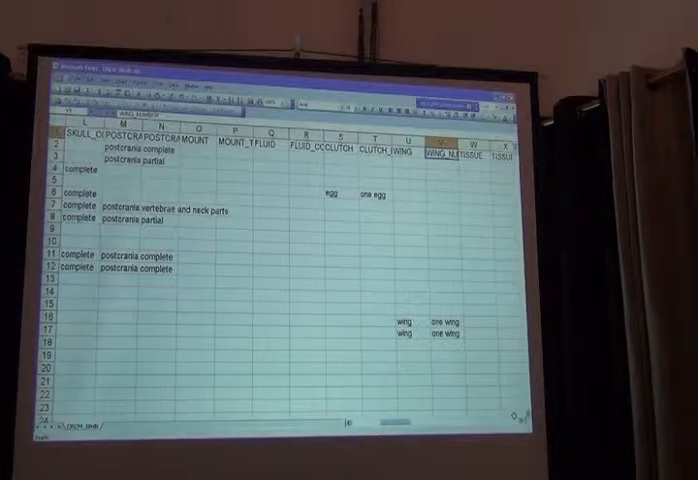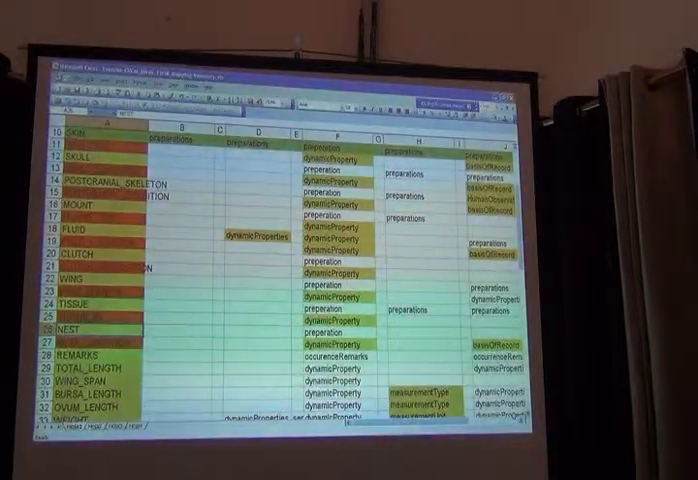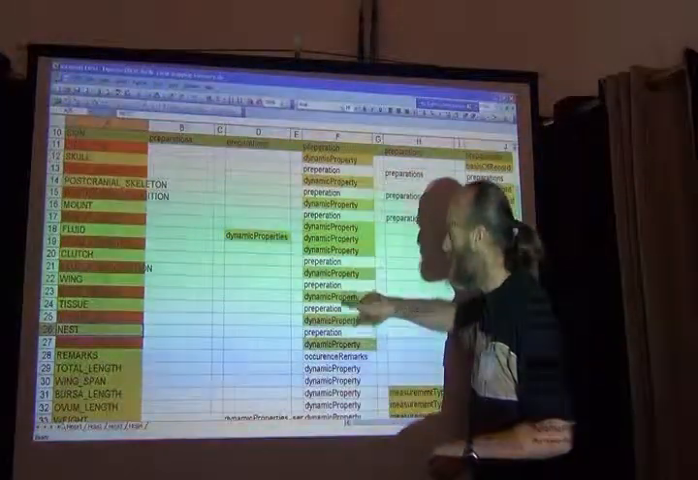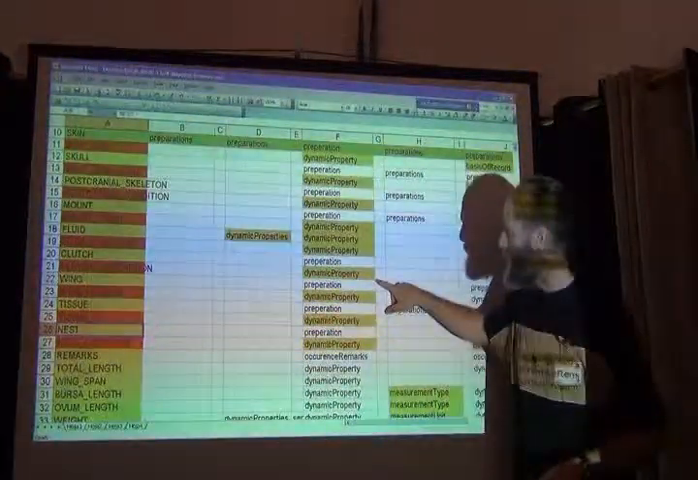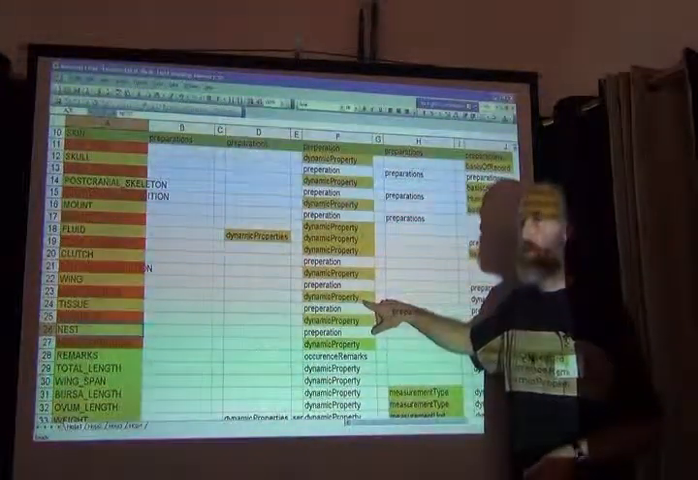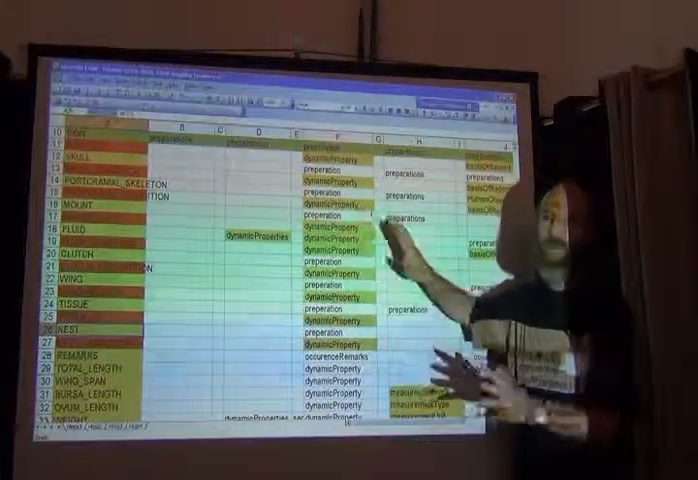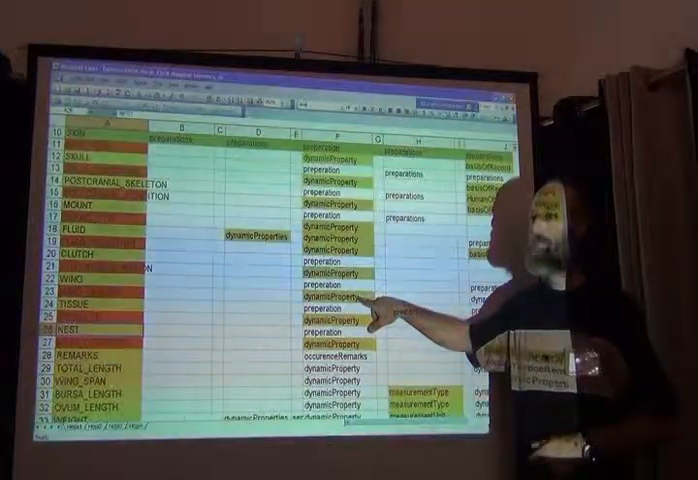Okay, let's go back quick and look at what other people had said. A lot of people said something about preparation should be where at least wing and clutch and fluid should go. That's right. But the other part was confusing. And so being confusing, it was put in the place where confusing things go, the dynamic properties.